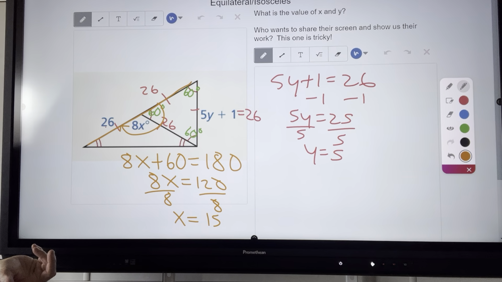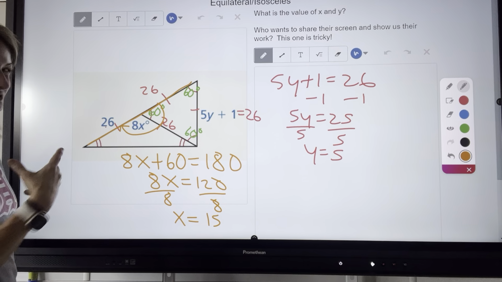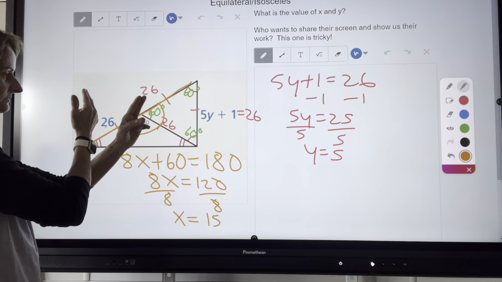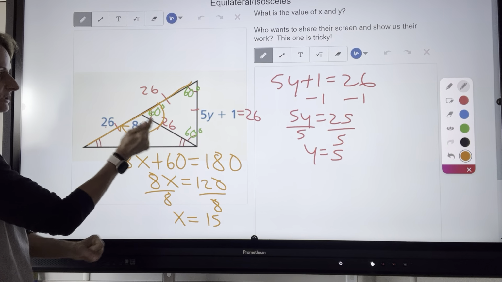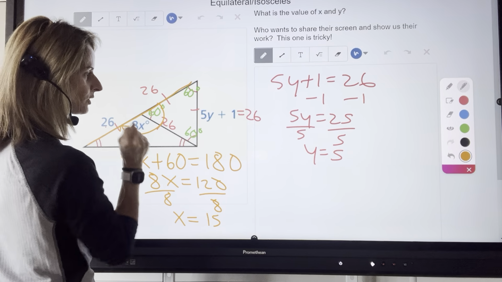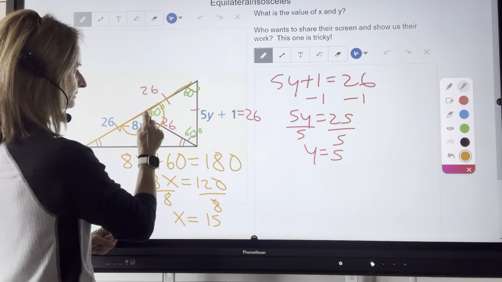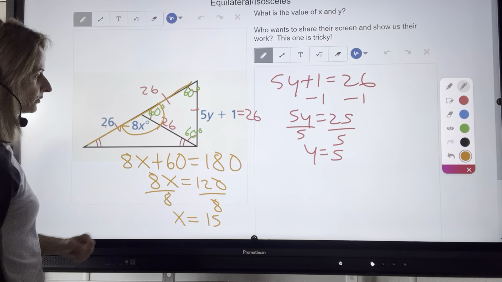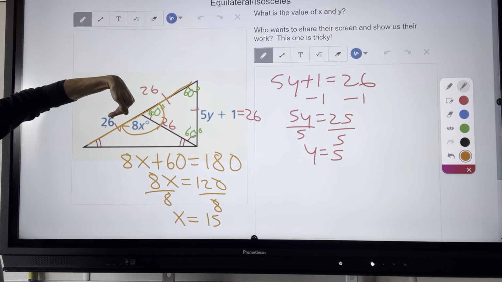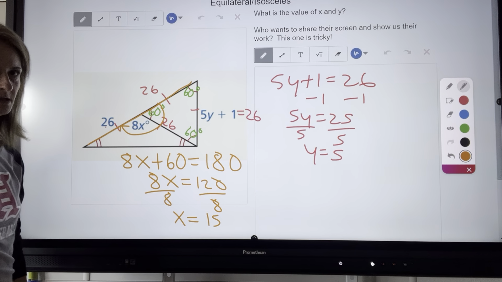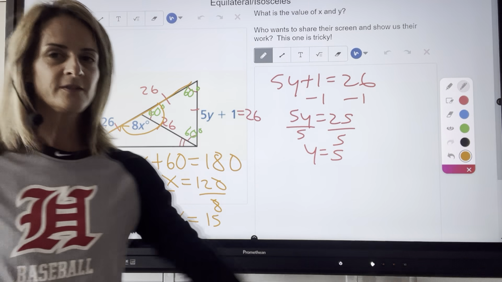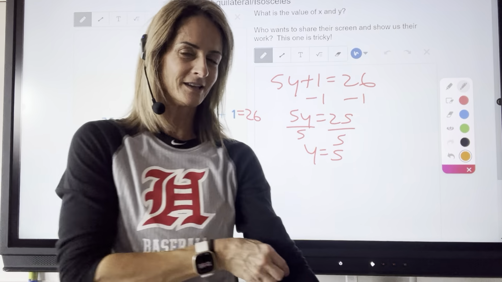So what I'm trying to show you is there's a lot going on in this problem. We had to know that the base angles being the same told us that the opposite sides are the same, which tells us the measures of all these angles, which means we can set 5y plus 1 equal to 26 and solve for y. We also know that each of these is 60 degrees. These angles are supplementary, 60 and 8x, which means together they add up to 180. And then we can solve for x. It's a lot going on. So every problem is different. Yay, geometry. Thanks for coming out.